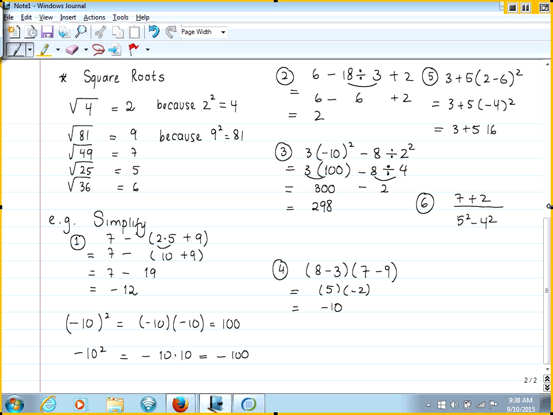Positive 16. What do I do with my 16? Parentheses. So multiply. Yes. Good. Now what? We multiply first. Okay. So 3 plus 5 times 16. What is it? 80. So 3 plus 80, 83. Done.